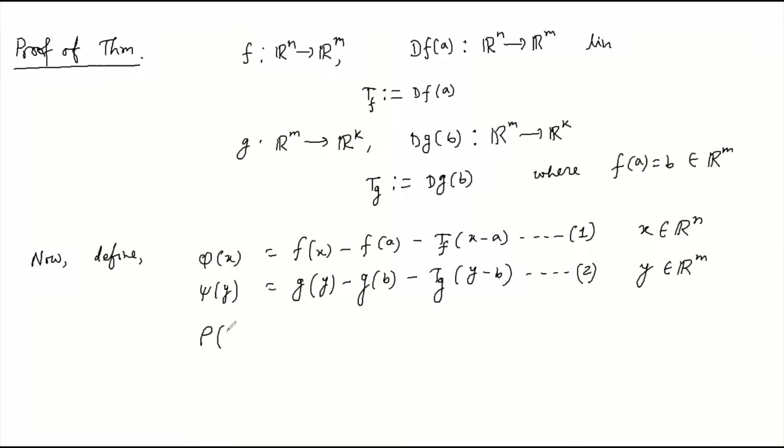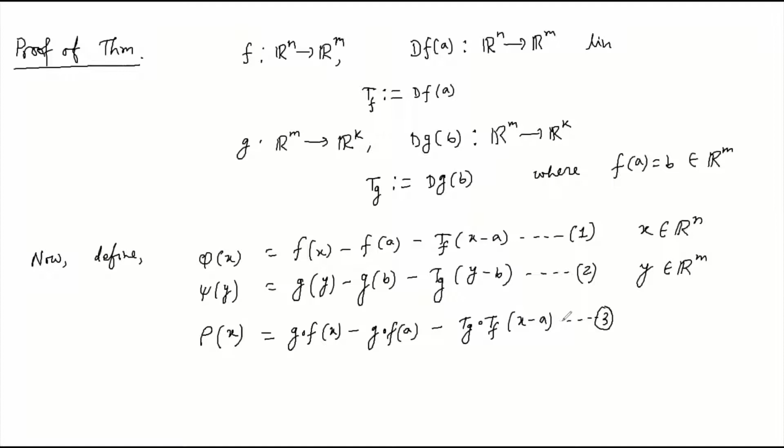And then we define rho of x. This is equal to g composed with f acting on x minus g composed with f acting on A minus T sub g composed with T sub f acting on x minus A, and this is equation number 3.